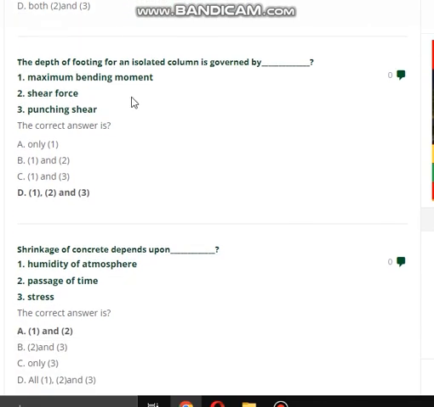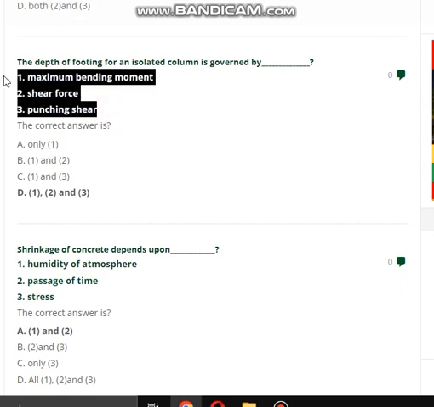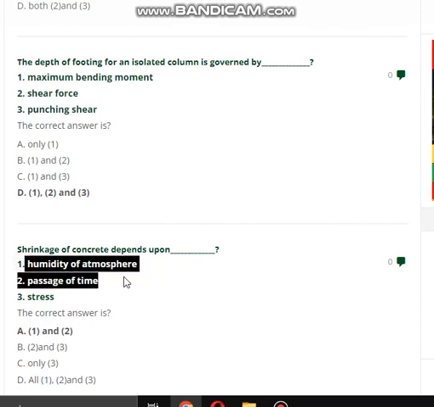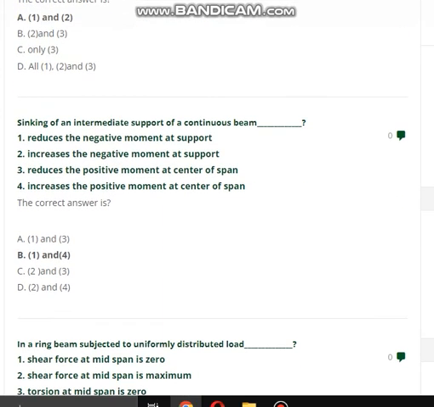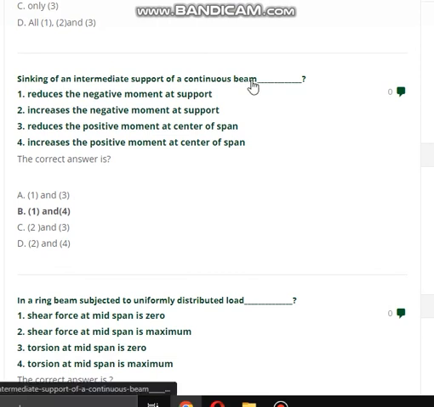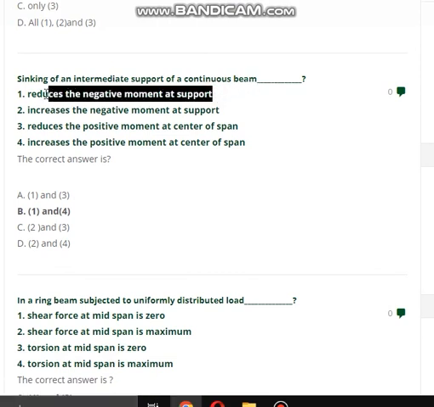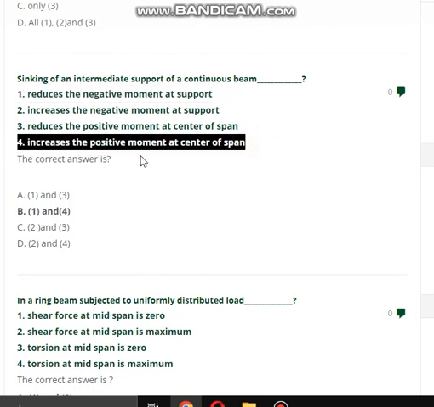The depth of footing for an isolated column is governed by all of these: maximum bending moment, shear force, punching shear. Shrinkage of concrete depends upon humidity of atmosphere and passage of time. Settlement of intermediate support of continuous beam reduces the negative moment at support and increases the positive moment at center of span.